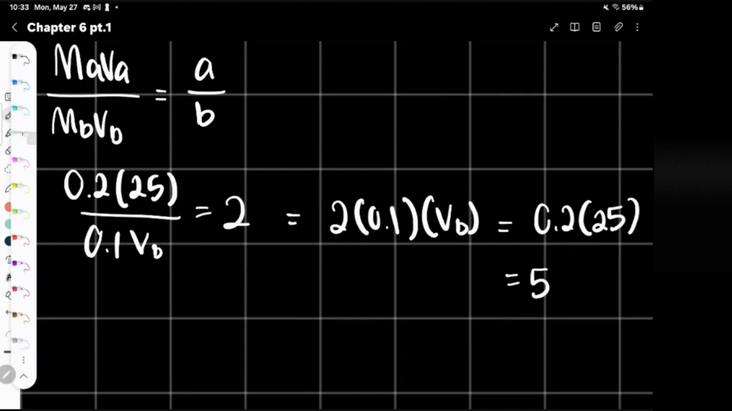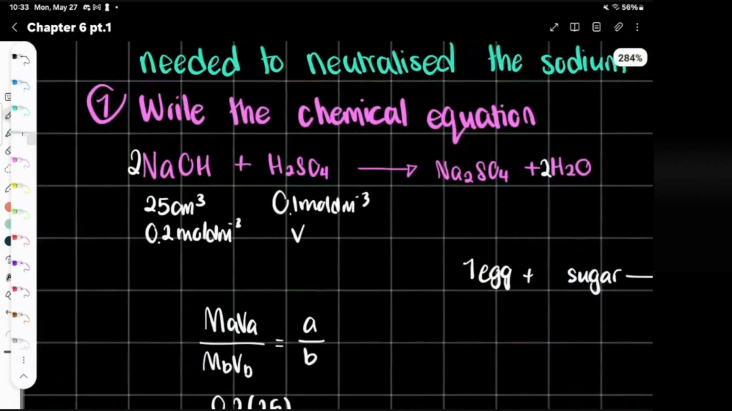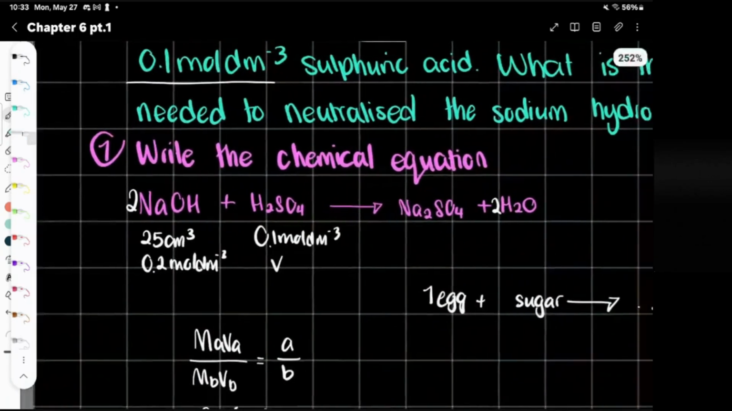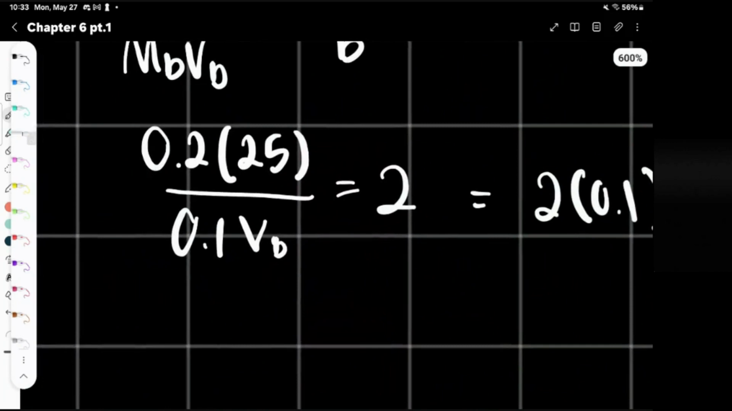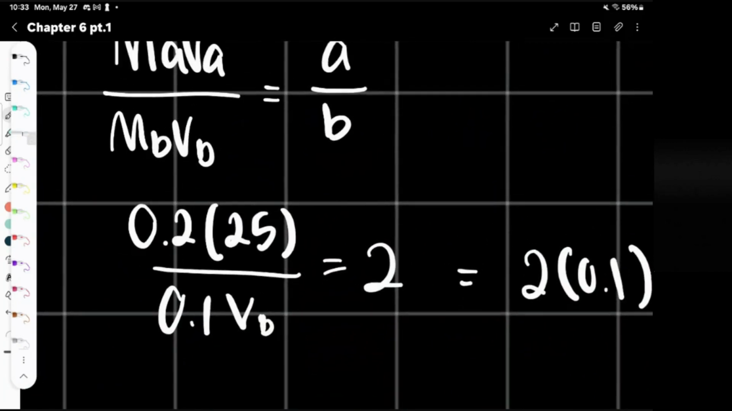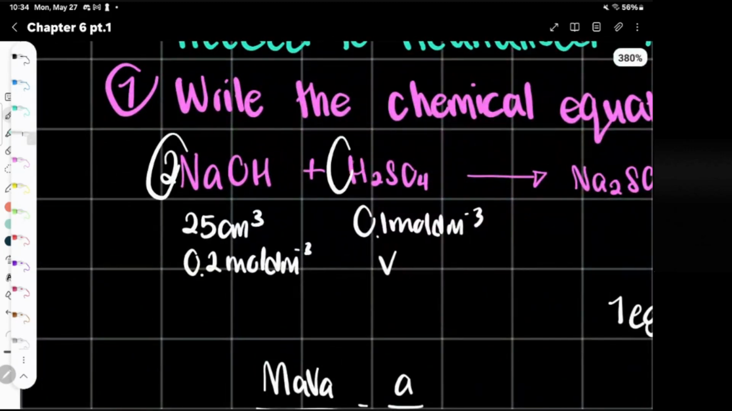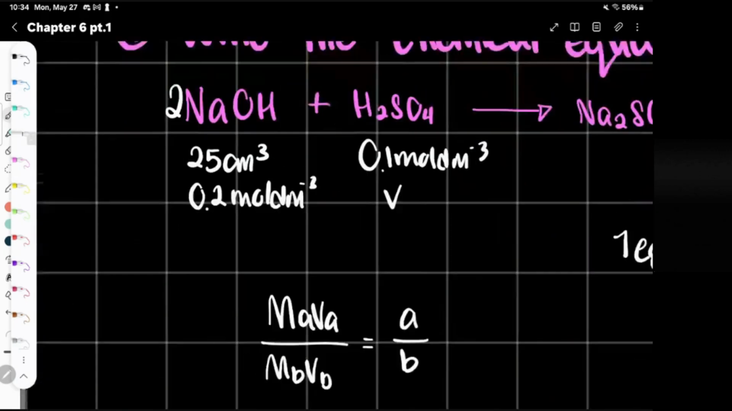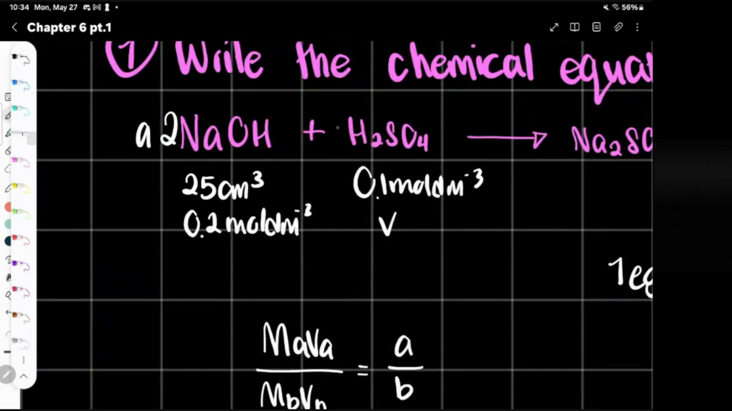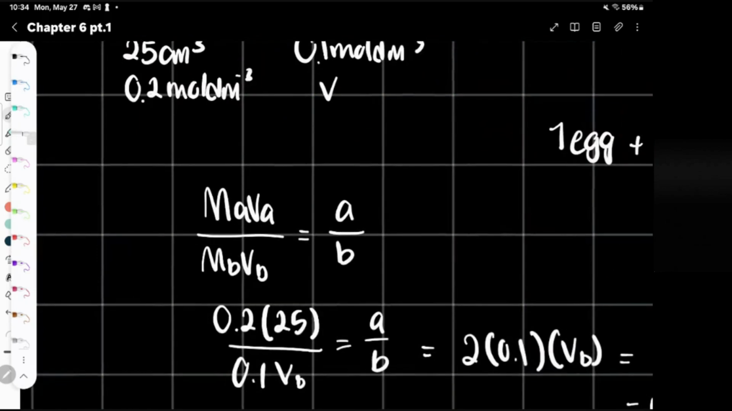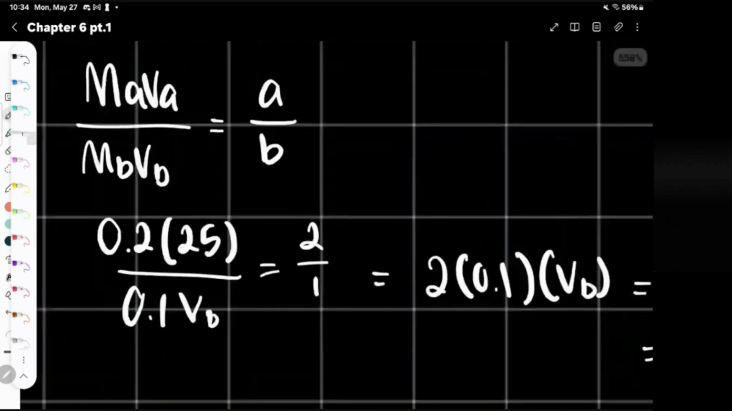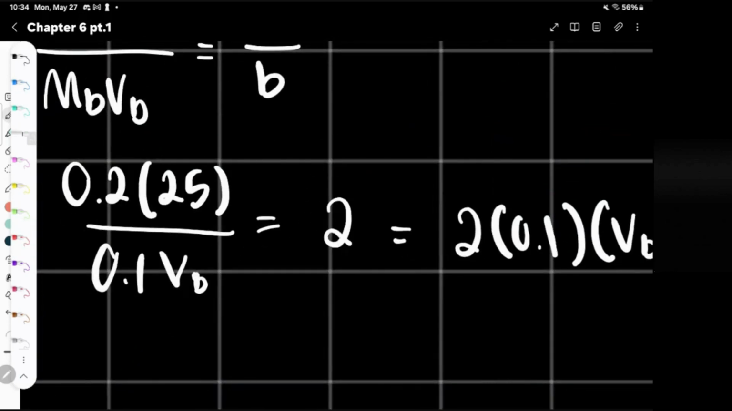Can you repeat the second step? The calculation. Oh, this one here. Where did you get the 2? This one is A and B, right? Just now we said the ratio, the number in front. This is 1. The number in front is 1. So if I say this is A and this is B, the B should be 1. So it should be 2 over 1. 2 over 1 is what? 2.